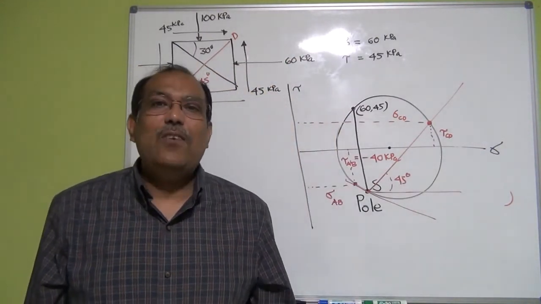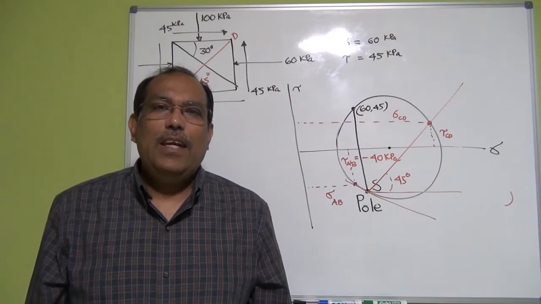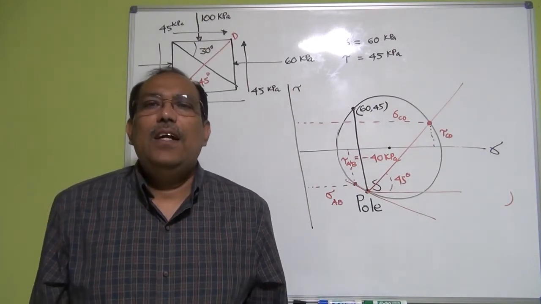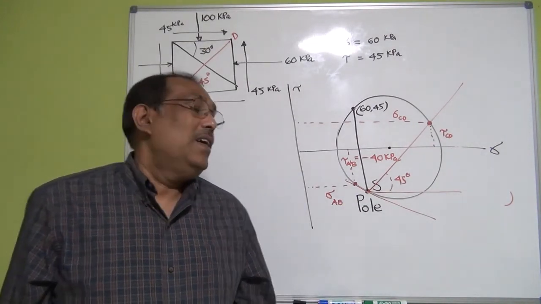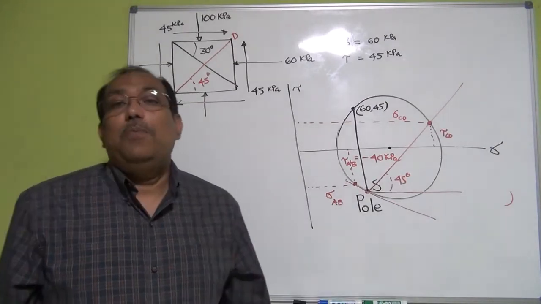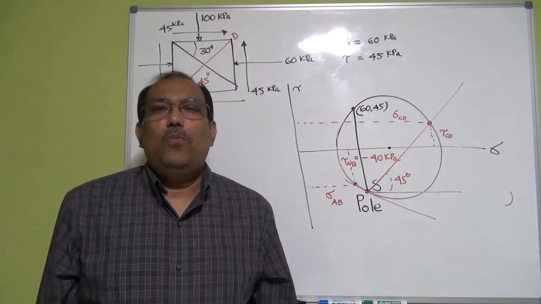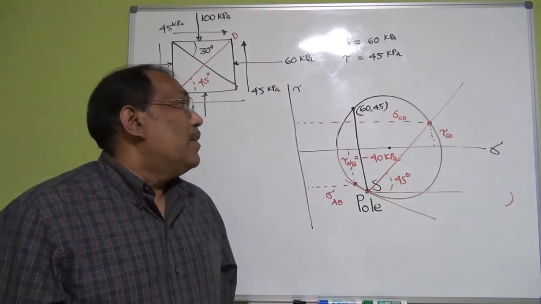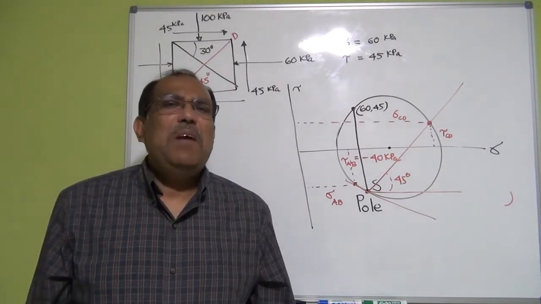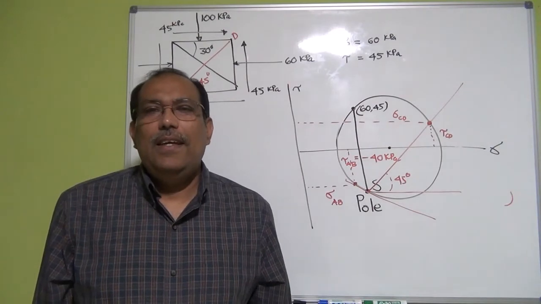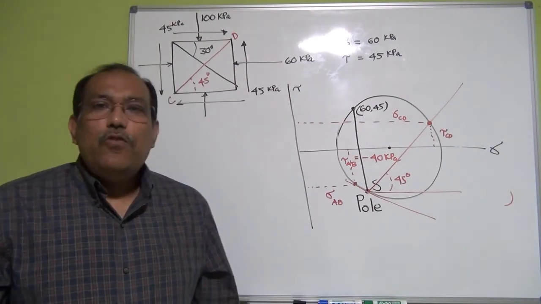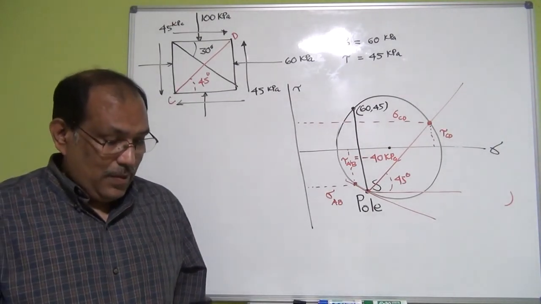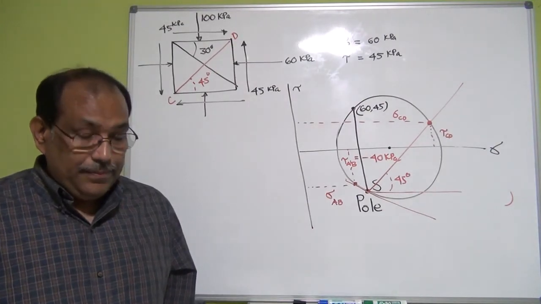You have to read that from the graph. Okay, there is no calculation here. But the advantage of this method is that once you draw your pole, you can find the normal and shear stress at many different planes. Anyway, so we'll move forward. Let's see the next problem here.